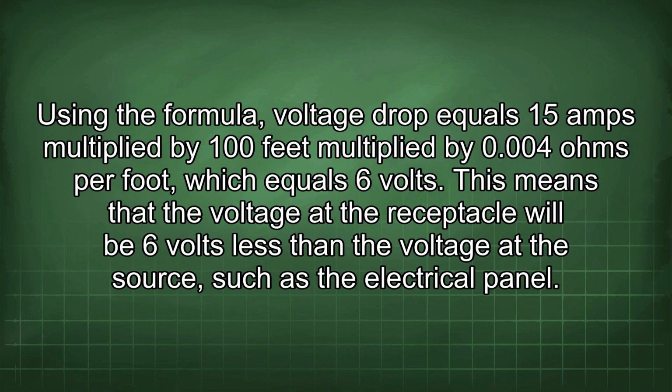Using the formula, voltage drop equals 15 amps multiplied by 100 feet multiplied by 0.4 ohms per foot, which equals 6 volts. This means that the voltage at the receptacle will be 6 volts less than the voltage at the source, such as the electrical panel.